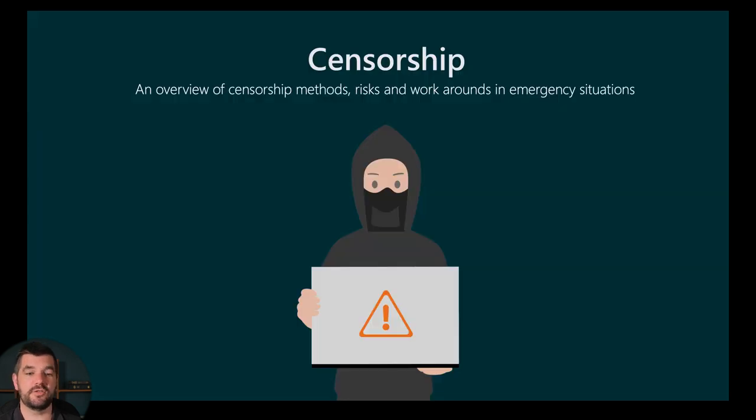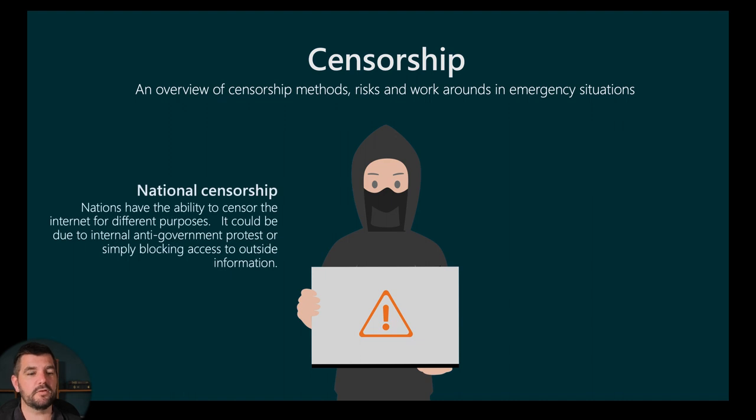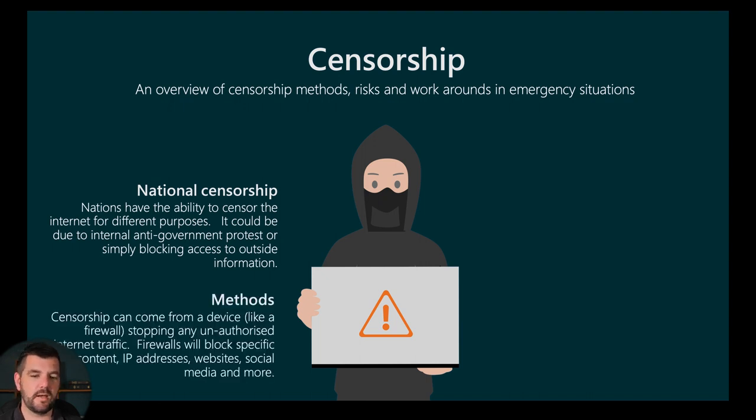Next, let's touch on censorship. And this is an overview of some censorship methods, the risks and some possible workarounds that might be beneficial to you if you're caught in a situation where the internet is being censored for different reasons. There's national censorship. Nations have the ability to censor the internet for different purposes. It could be due to internal anti-government protest or simply blocking access to outside information, which happens in China, for example. Censorship can come from a device like a firewall blocking traffic going out into cyberspace, stopping any unauthorized internet traffic, for example, just blocking WhatsApp.